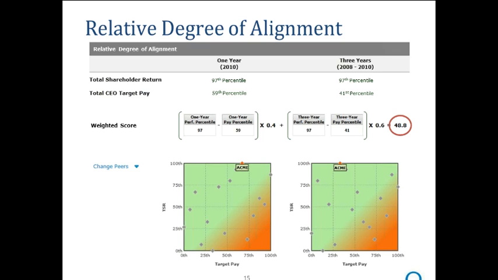And again, that gets into what you can start doing with the tool that we're offering. You can start looking at how your score would change if you used a realizable pay number that looks at payouts, as opposed to just including the targets, which, as I said, may or may not be earned.